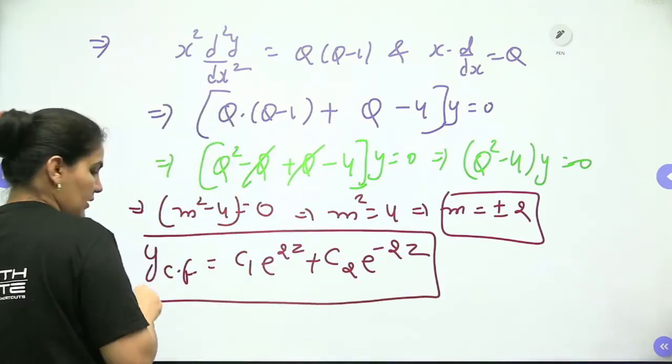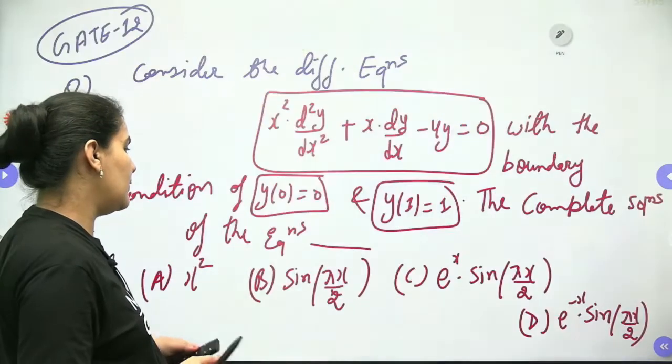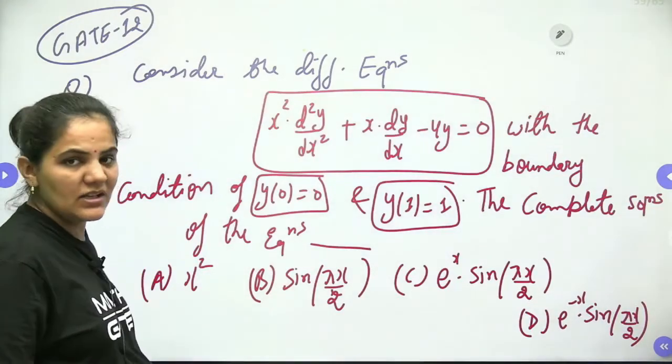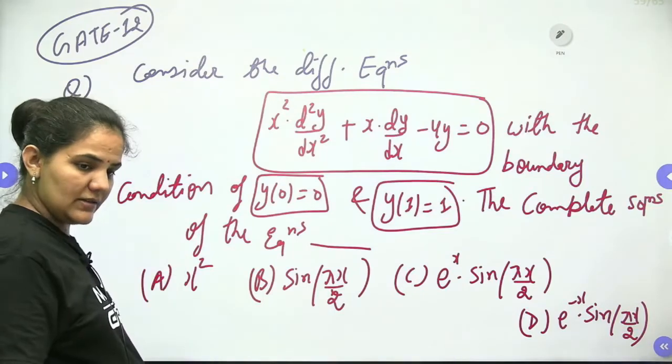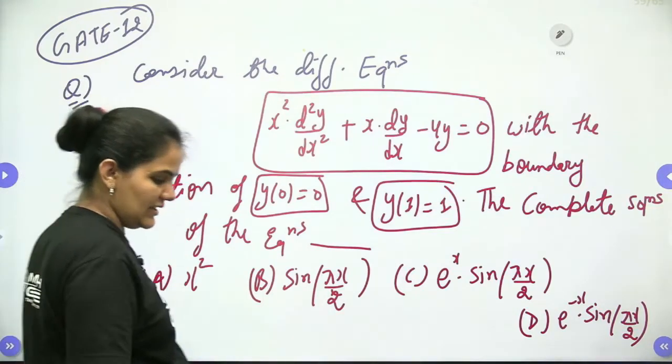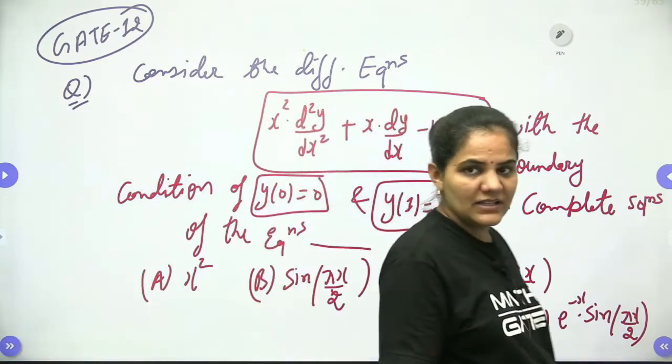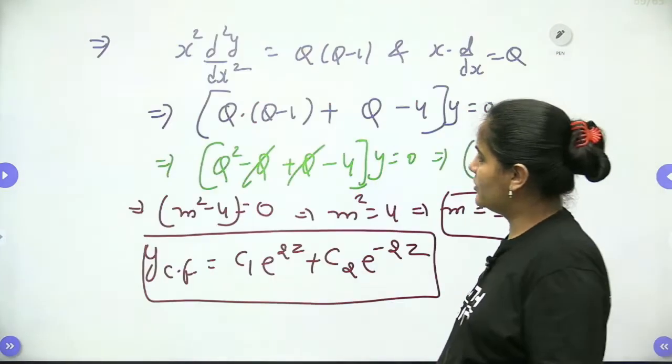Okay, but we will not answer in this form only. Why? Because we have initial conditions to find the constants, right? So we will approach the constants only, guys. So at x is equal to 0, we will have y is equal to 0. So let's approach from here only.